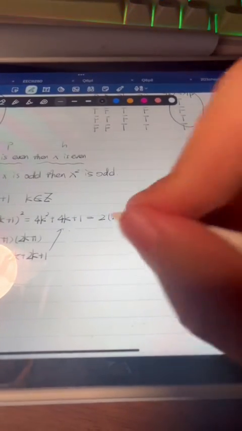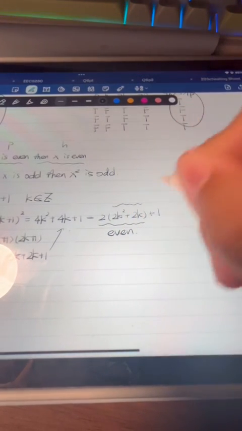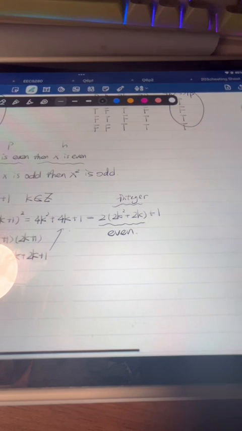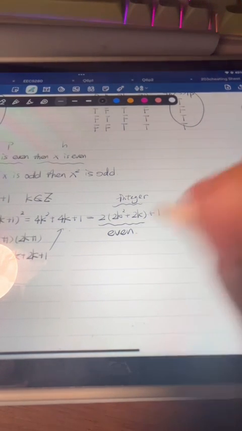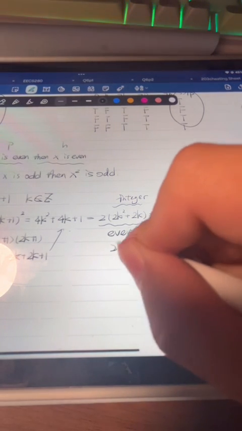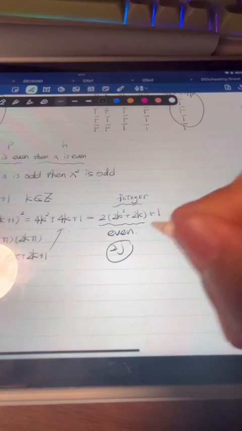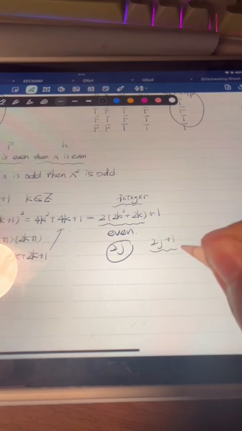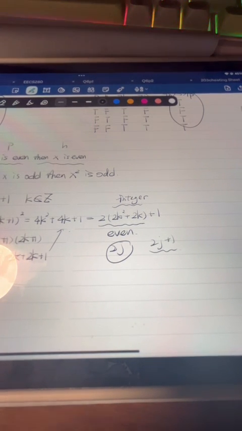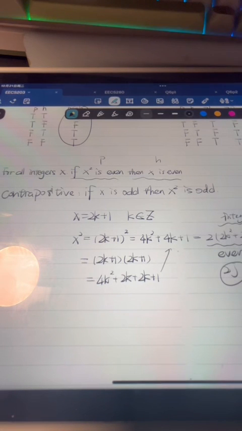By this we can show that the first part is an even number, because 2 times an arbitrary integer is even, and we know that an even number plus 1 is odd. We can say 2j for the whole part, and 2j plus 1 is odd. So now we can prove that if x is odd, then x squared is odd. So we proved that if x squared is even, then x is even by the contrapositive method.